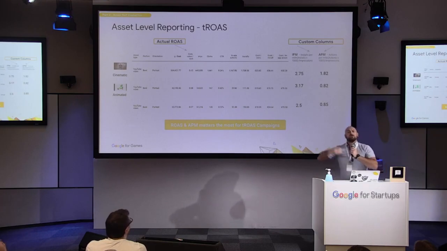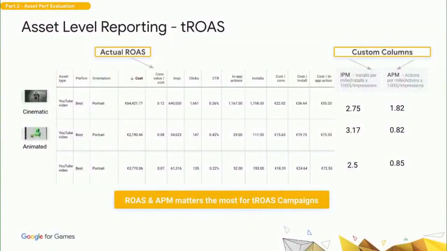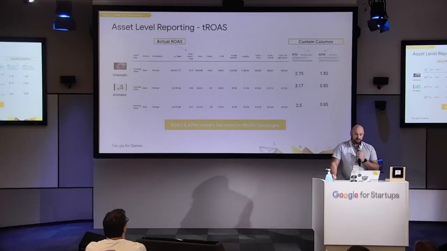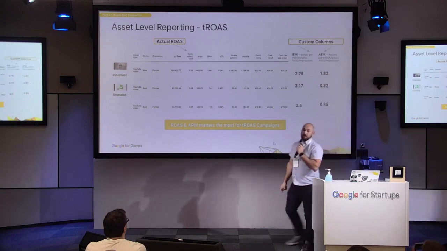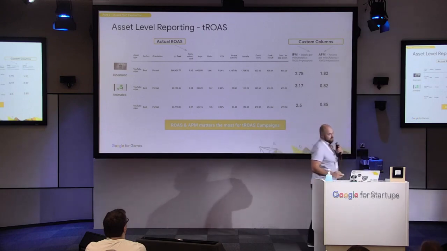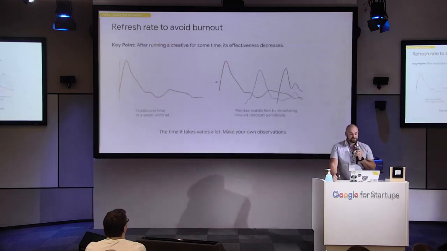And sure, you can go a step further and start looking at player metrics. Is our RPU also higher for users from tROAS campaigns versus tCPI campaigns, et cetera, et cetera. But always a good thing to add in is custom columns. IPM, so installs per mille: installs times 1,000 divided by impressions. And then APM is the same kind of logic there. It's just a good custom column to have in your accounts as well.